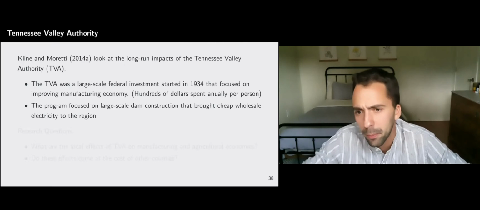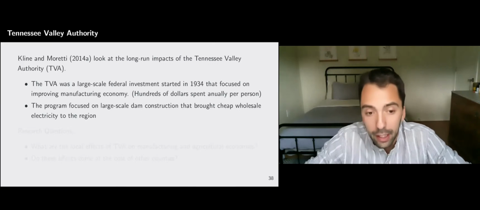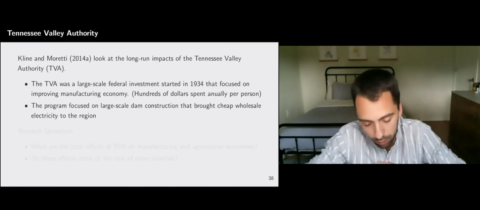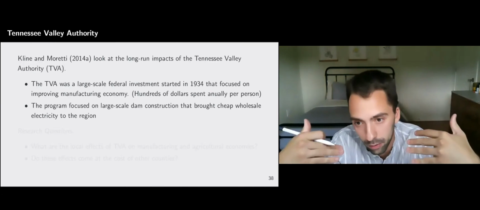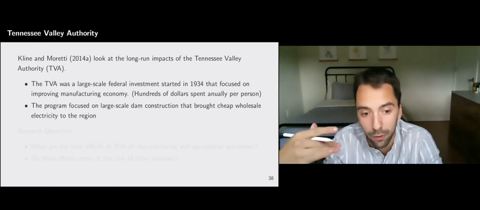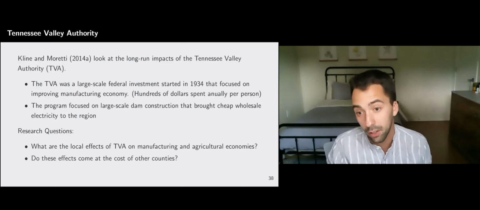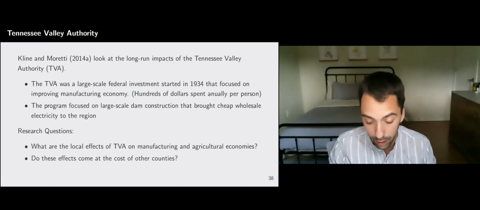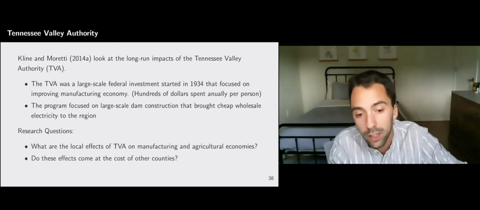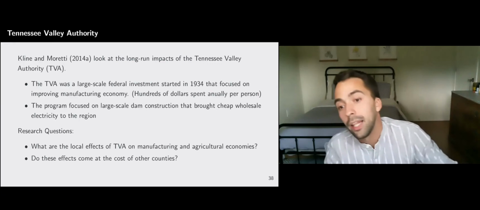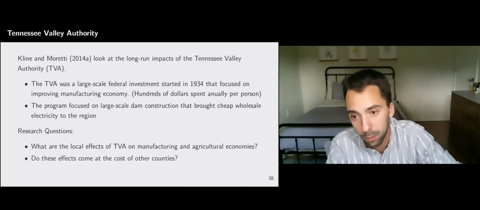And this actually turned out to be about hundreds of dollars spent annually per person. And the program focused on large-scale dam construction and brought cheap wholesale electricity. So you would think that this would bring in manufacturing and potentially displace farm workers. So they asked questions like, what are the local effects of the TVA on manufacturing and agricultural economies? And then an additional question you can now ask using my framework is, do these effects come at the cost of other counties? They use a big structural model to ask this question, and I'm suggesting a regression framework to answer the same question.